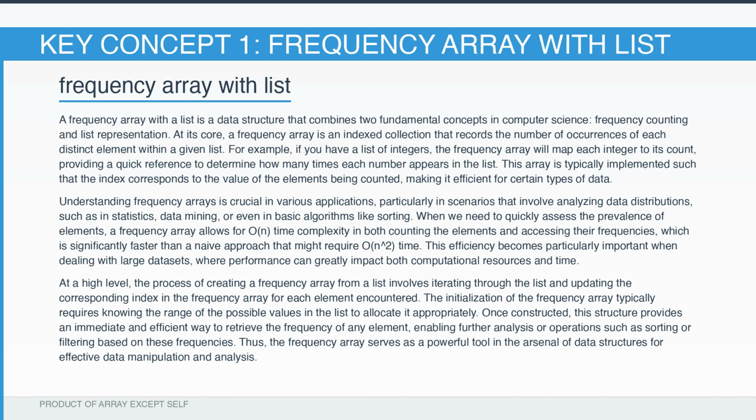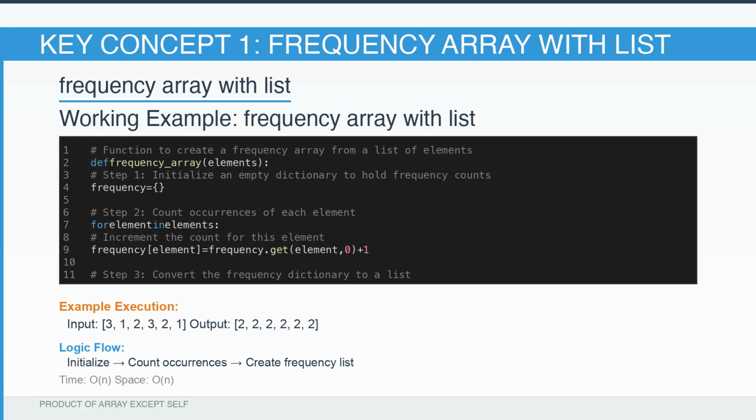In contrast, a naive approach might take O(n squared) time, which can be slow and resource-intensive. To create a frequency array, we simply loop through our list and update the array at the index that corresponds to each element. Initially, we need to determine the possible values in our list to allocate the array correctly. Once it's set up, we can quickly retrieve the frequency of any element, making it a valuable tool for data analysis and manipulation. The function on the slide creates a frequency array from a list of elements.